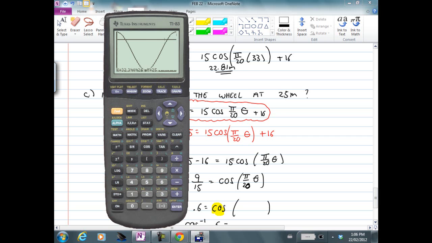So my Ferris wheel hits it 2 times. If you do it mathematically, you don't get one answer, but when you graph it out, it shows you there are 2 times it hits 25 meters. You have to write both. Yep, 5.9. We found this.